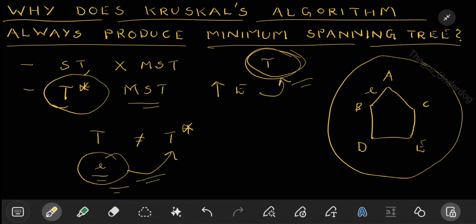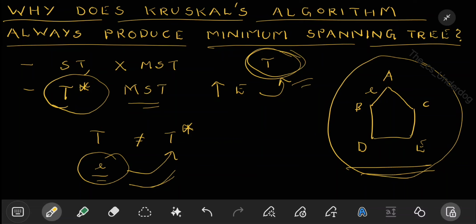I'm just drawing a cycle and I want to illustrate and show you how this cycle is formed and how the future developments on this happen. Okay. So we are as of now assuming that because you added E to T star, it formed a cycle, and let us say this is the cycle that is formed. Okay. If this is true, then listen to this carefully. This is the most important part of this proof.